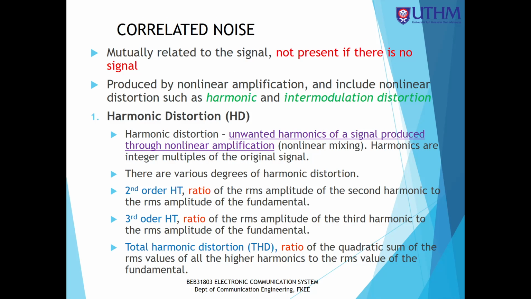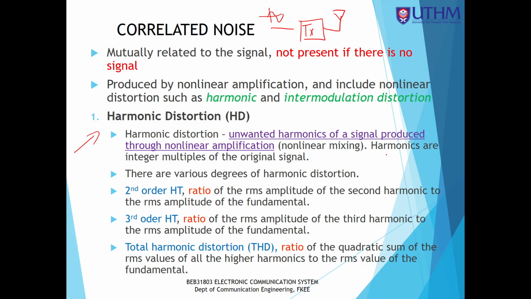So correlated noise. Remember that if we have an input signal, for example from a transmitter, then there's going to be correlated noise. The first one is what we call harmonic distortion, HD. Harmonic distortion is the unwanted harmonics of a signal produced through non-linear amplification. Harmonics are integer multiples of the original signal.